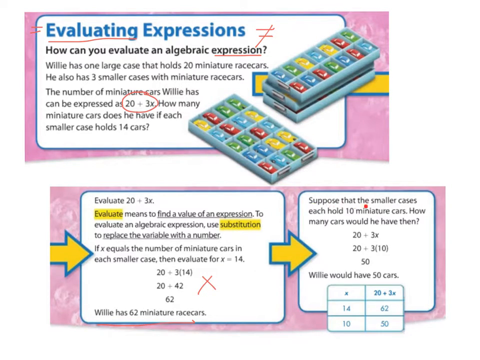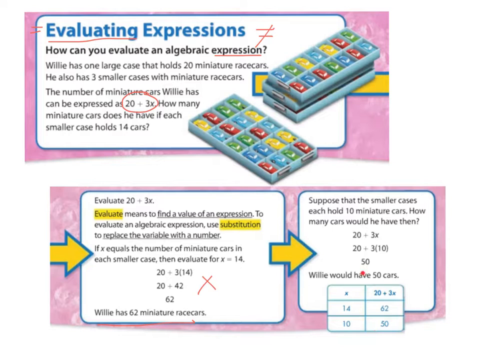Let's look over here. Suppose that the smaller cases each hold 10 miniature cars. How many cars would he have then? So we have the same expression right here. It's an expression because it doesn't have an equal sign. And now we're going to substitute, or put in, 10 for x. See how there's no longer an x there? Instead, there is a 10, because you are substituting. All right, 20 plus 3 times 10, and that's 50. I want you to notice that when a letter is right next to a number, it means to multiply, and that's every single time. Willie would have 50 cars.